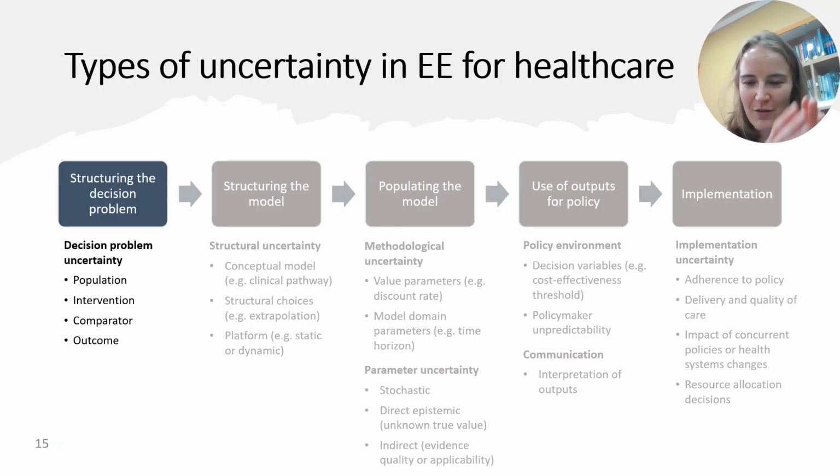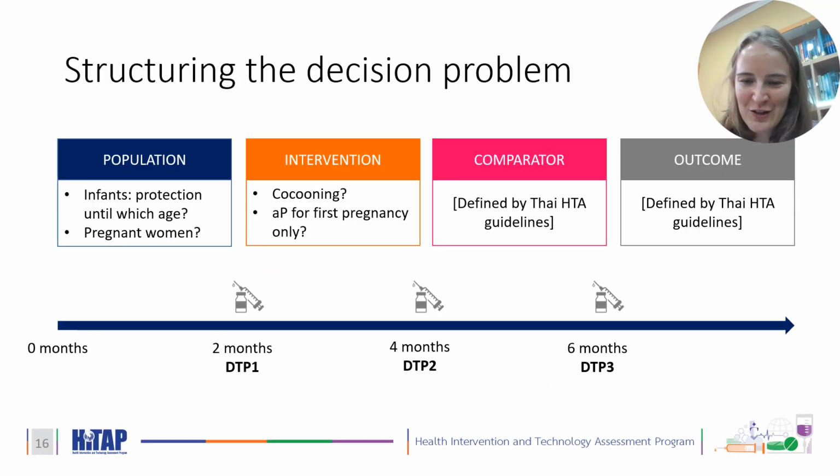So if we go back to this overview of the different steps of elaborating the model and the uncertainty that there is, if we think about the decision problem uncertainty that we had in this case, some of the questions that we had when we were structuring the model: we're going to look at the outcomes in infants, but until which age should we model? Do we model until they receive their first dose of vaccine? Do we assume that there are actually some infants who either are not vaccinated on time, or they receive the vaccine but they have a very poor immune response? They are still susceptible to pertussis.